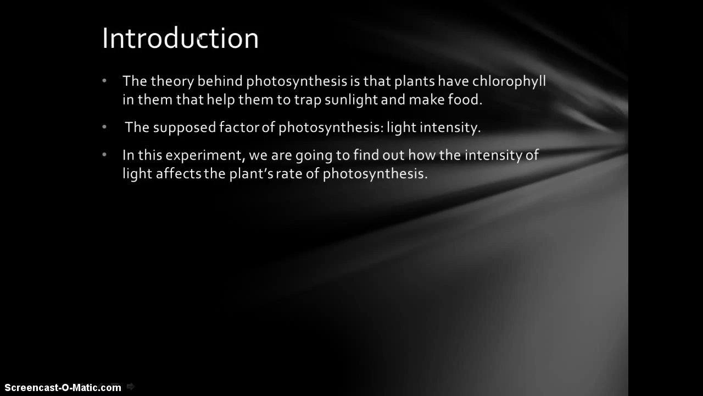Introduction. The theory behind photosynthesis is that plants have chlorophyll in them that helps them to trap sunlight and make food. The supposed factor of photosynthesis is light intensity. In this experiment, we are going to find out how the intensity of light affects the plant's rate of photosynthesis.